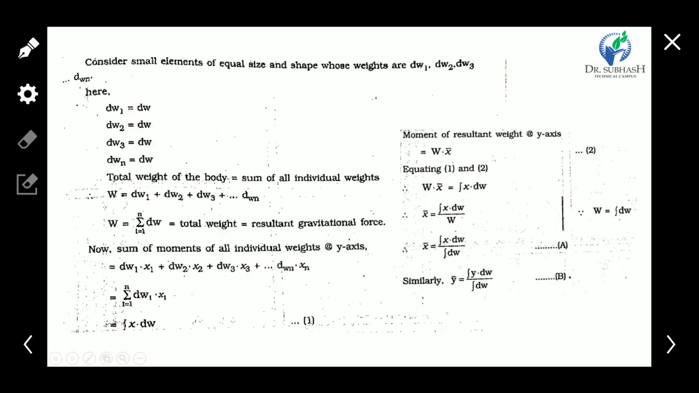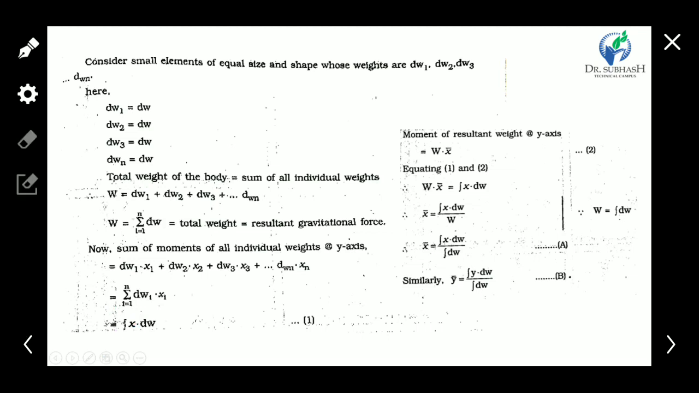Similarly, the moments of all the small weight elements are taken. And now, writing it in short, the summation of all the small weight moments, from the 1st to the nth moment of all small elements. Now if we require all the moments, we can integrate them. So this is the integration of x into dW.